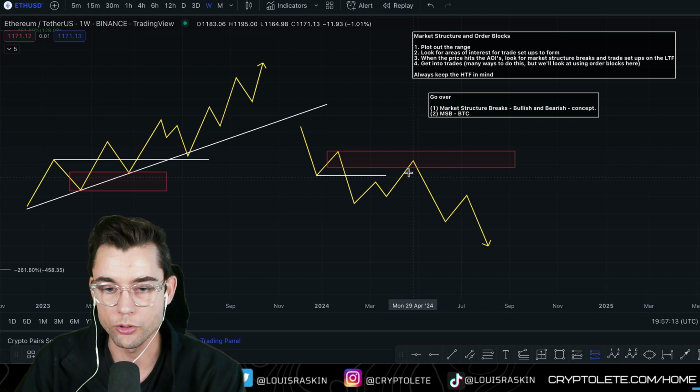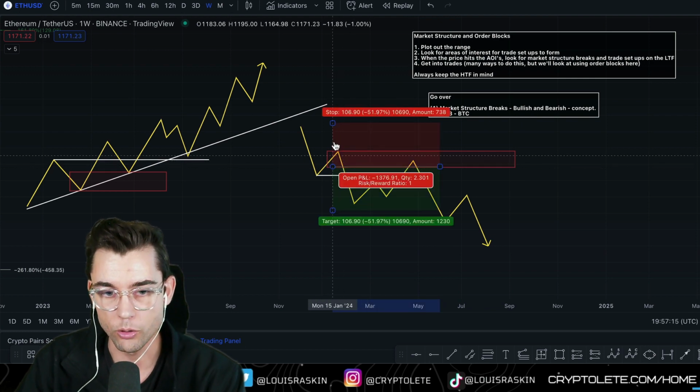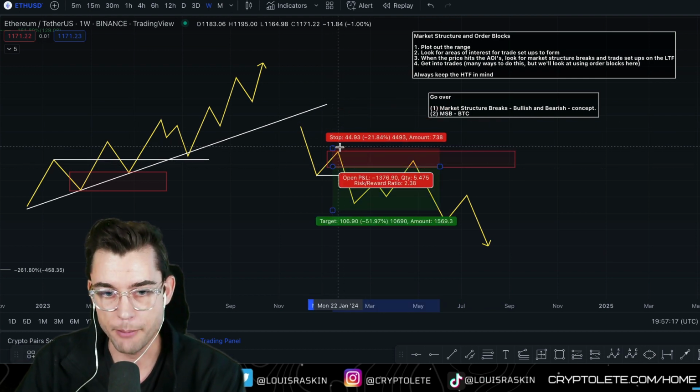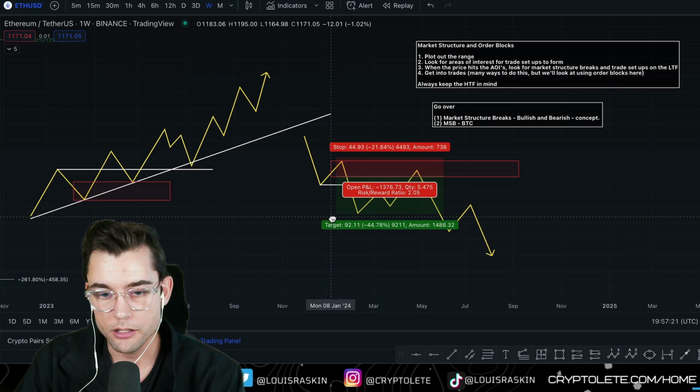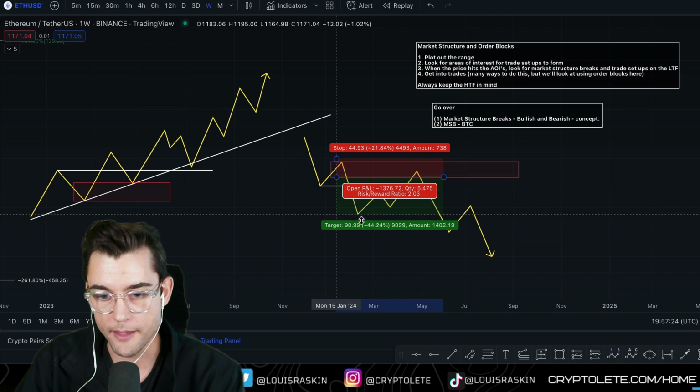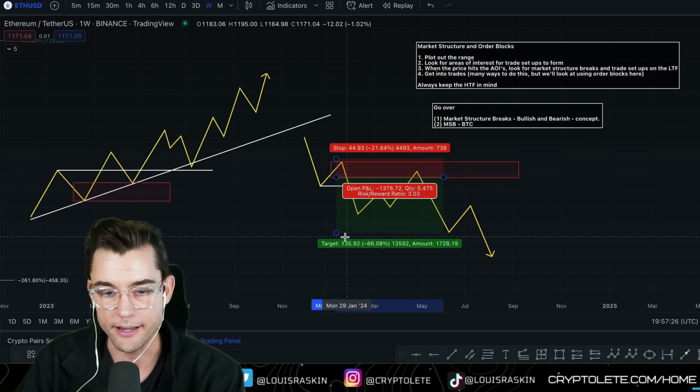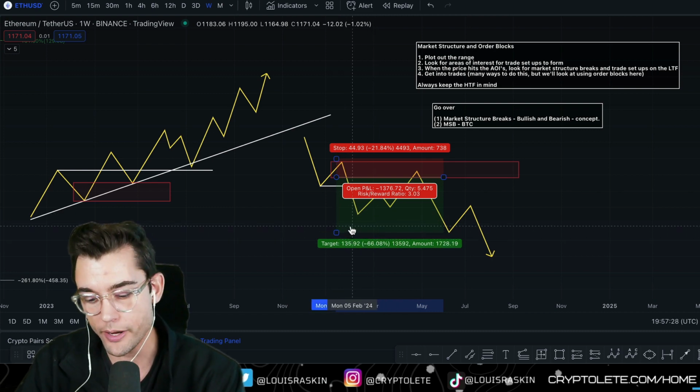So what you would do is you would put a sell order in right there with your stop above here, and you would target the lows, and then even that would be target 1, and target 2 would be underneath of that as well, because you're looking for a continuation.